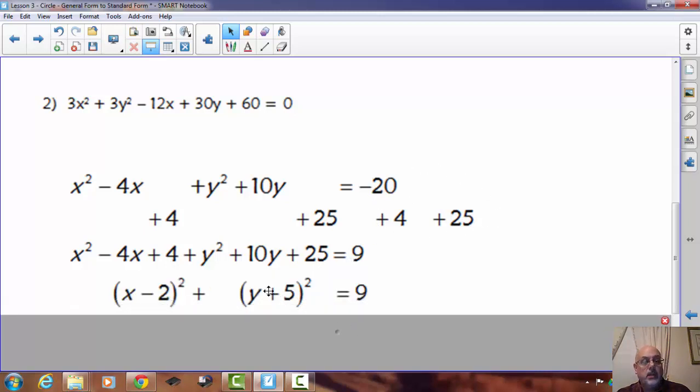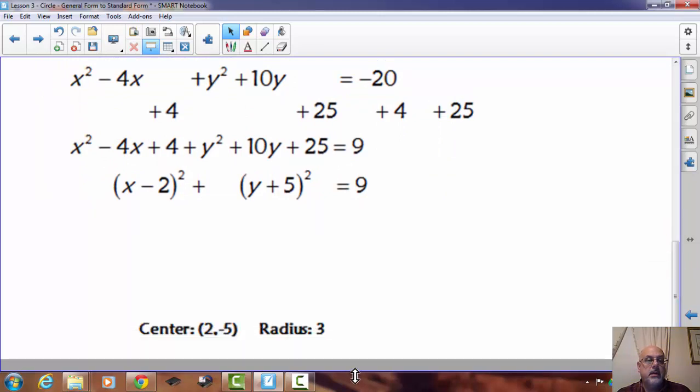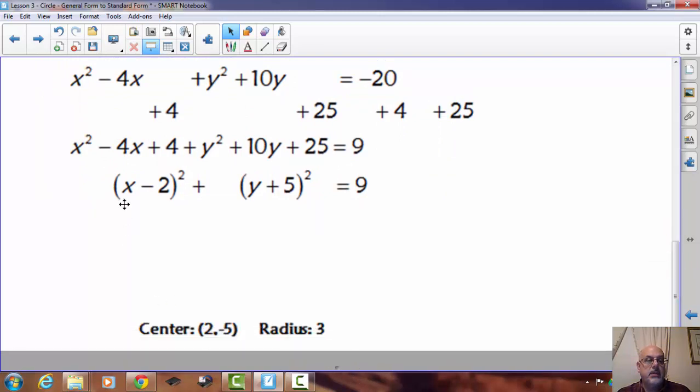Factoring the x and y terms, just like we've been doing, they're perfect square trinomials. That allows us to determine that the center is at 2, negative 5, and the radius is the square root of 9, which is 3.